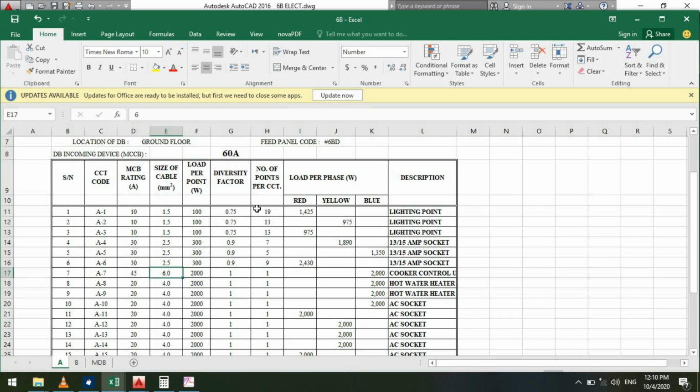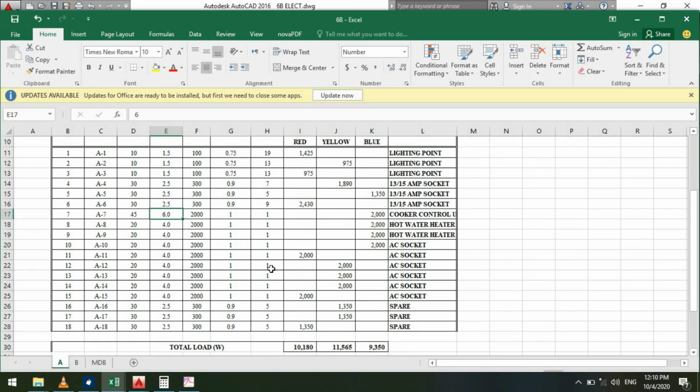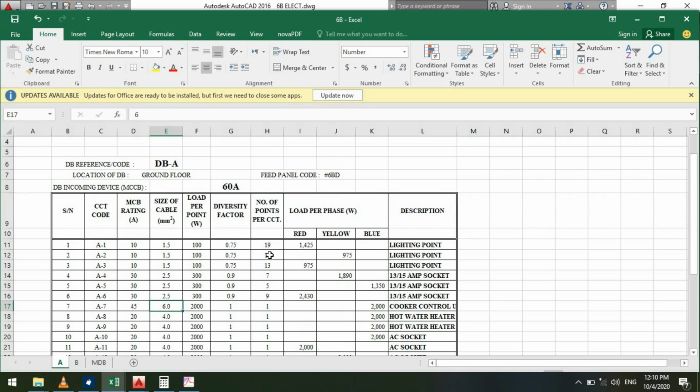You know, AC takes its own line. That's why we have 1111 here. But for our sockets, that's why we have 759. The maximum for socket is 10, while the assumed maximum for lighting point is 24, but we always try to limit it to 10.